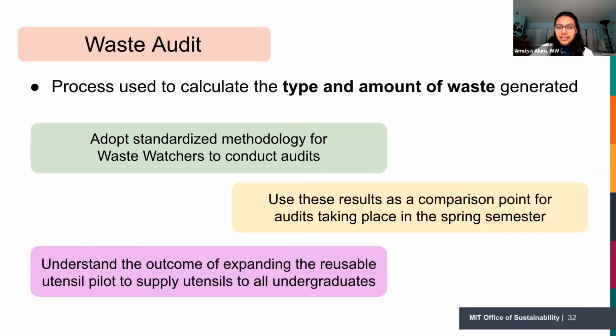So to further evaluate the situation of waste on campus during the fall semester, RTS developed a waste audit methodology and conducted 2 audits in Massey and Baker, which are both undergraduate residence halls. So this standardized methodology will be adopted by Waste Watchers in the spring semester and have students conduct these audits across campus to have a comparison point between the fall semester, when approximately 30% of students living on campus were provided with reusable utensils, and the spring semester, when all on-campus undergraduates will be provided with these reusable utensils.